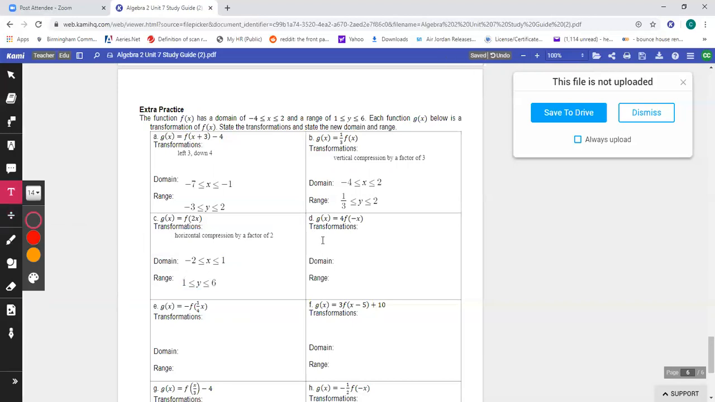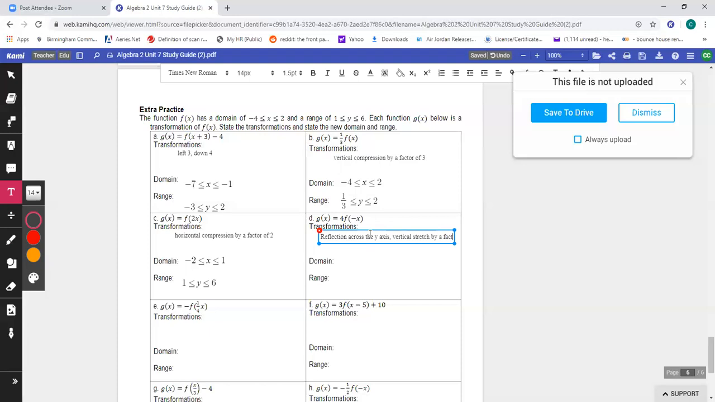Your transformations for letter D. So the negative on the inside means there is a reflection across the y-axis. Okay, and also there is going to be a vertical stretch by a factor of 4.